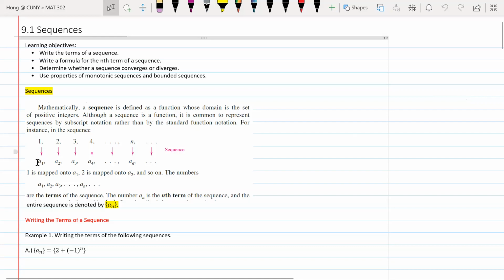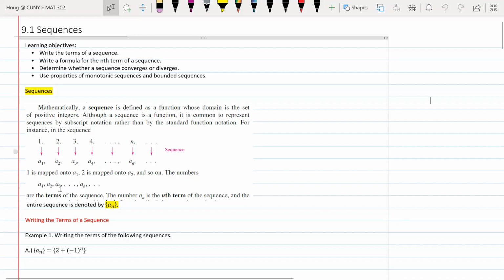What does that mean? It means when x equals 1, f of 1 equals a sub 1. We use a sub 1 to represent f of 1. 2 is mapped onto a sub 2. 3 is mapped onto a sub 3. 4 is mapped onto a sub 4, and so on. n is mapped onto a sub n. So we can also write this as a sub 1, a sub 2, a sub 3, and so on, a sub n.